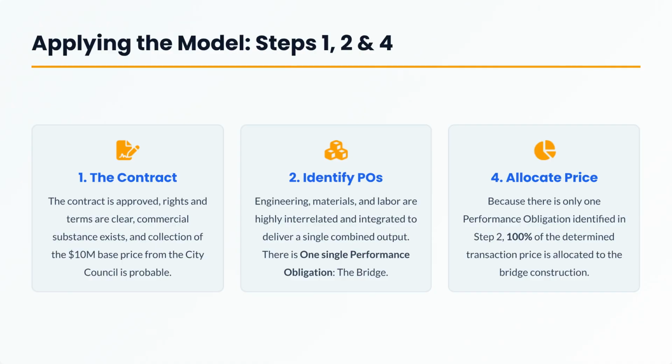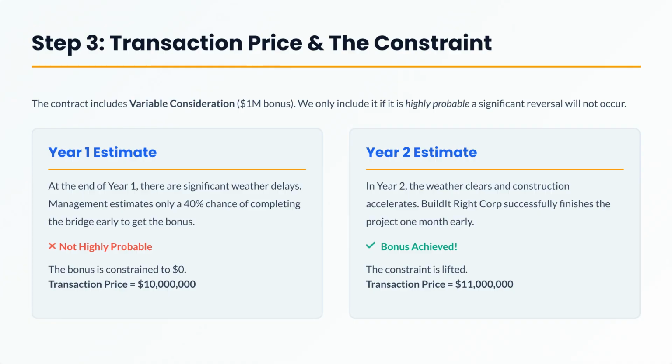And skipping ahead to step 4. Because there is only one obligation, 100% of the total price is allocated directly to the bridge. But what exactly is that transaction price? This brings us to step 3.